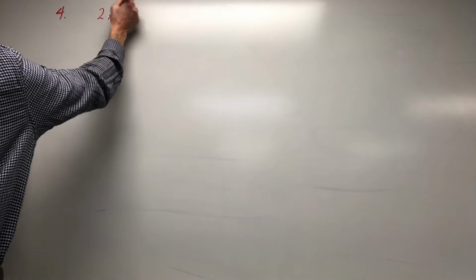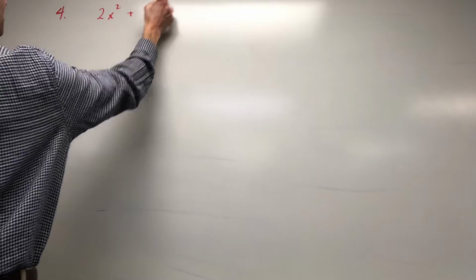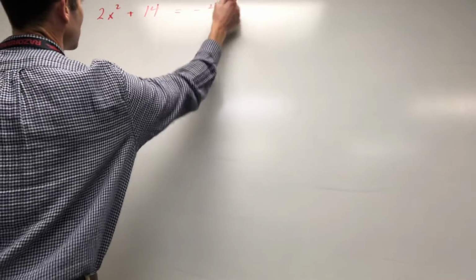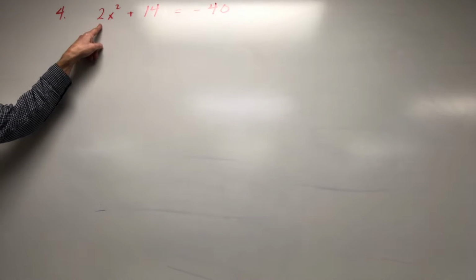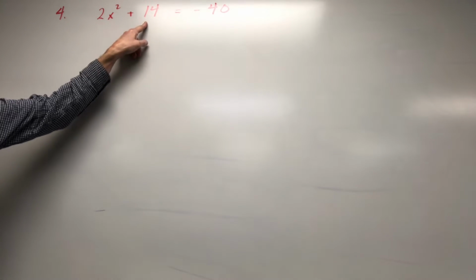All right, here we go. Number 4, 2x squared. Oh, wow, this has got a lot to it. 2x squared plus 14 equals negative 40. Okay, we've got to get the x squared by itself. Let's start by getting rid of the 14.